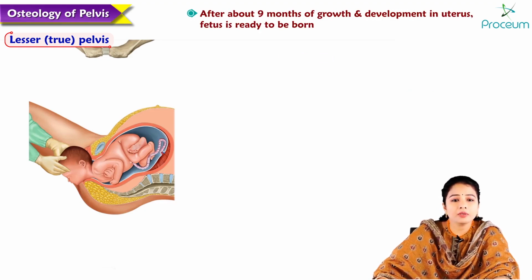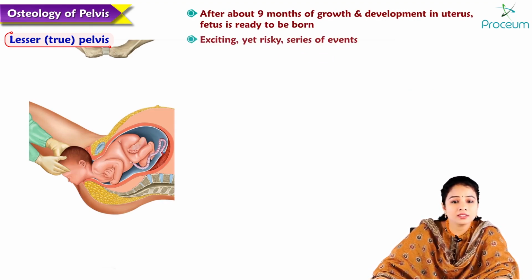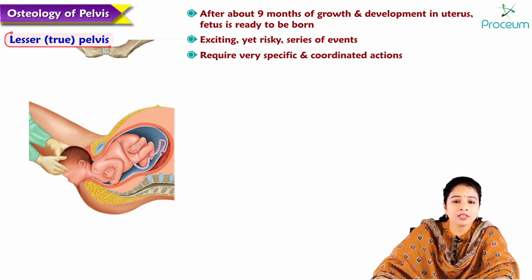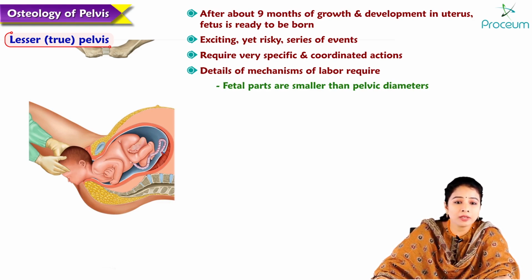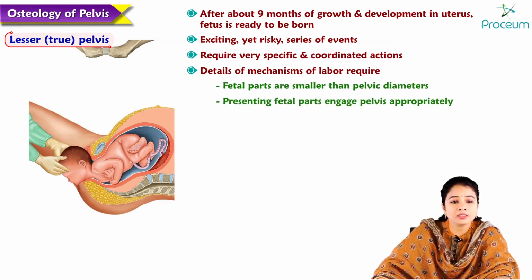After about 9 months of growth and development of the baby in the uterus, the fetus is ready to be born, and this is an exciting yet risky event. It is a series of events that require very specific and coordinated actions. The mechanisms of labor require that the fetal parts are smaller than the pelvic diameters, and that the presenting fetal parts engage or enter the pelvis appropriately.